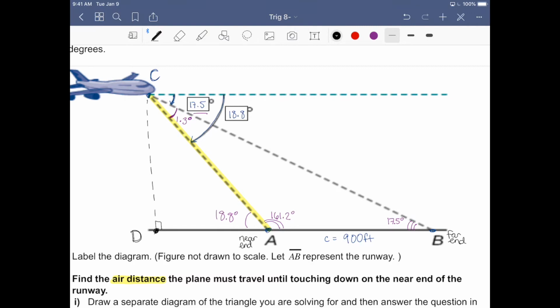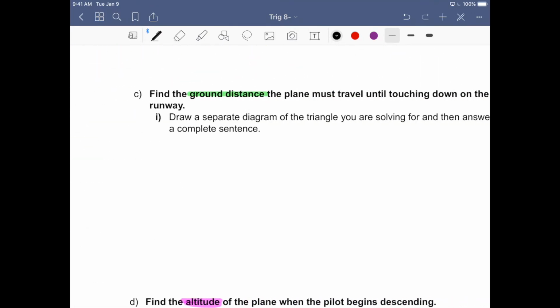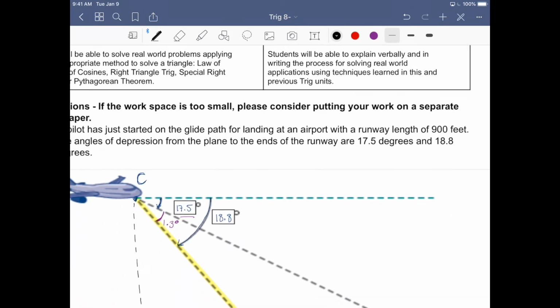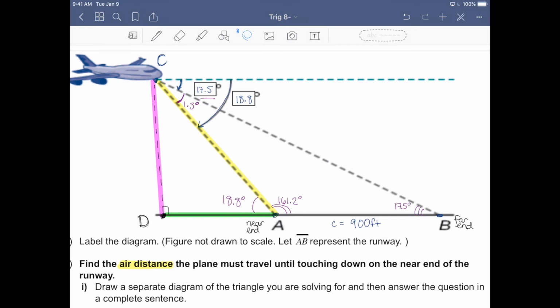And that ground distance, I think, what color did we name that one? Green. So that ground distance is going to be this part right here. So we're going to need to find what that green distance is. And the altitude, I think that was pink. The altitude, I'm going to need to find this one. All right, so I think we labeled enough of this to get started.